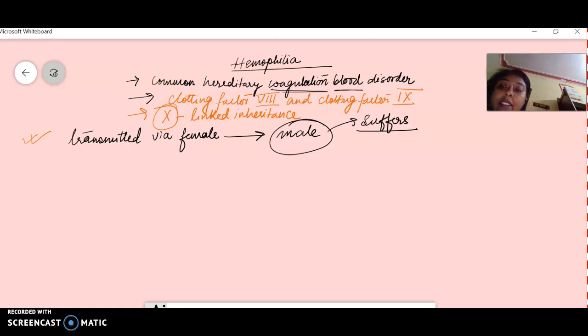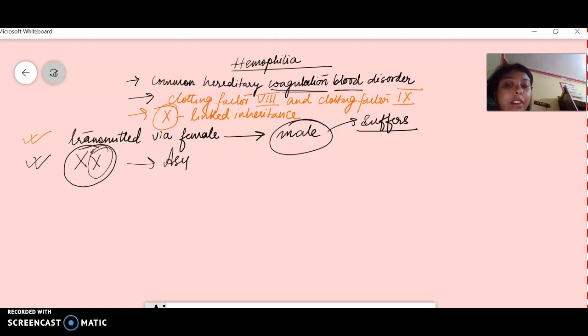Now you know that since it is an X-linked disorder, you have 2 X chromosomes. So if one X is mutated, there is another X to function properly. So what will happen? Of course, that individual will be asymptomatic, but the individual will be a carrier.